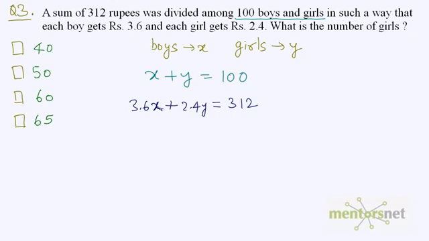Now this is a case of simultaneous equations. You have two equations, 1 and 2, and you have to solve them for x and y. So how do you solve this simultaneous equation? Let us remove x.